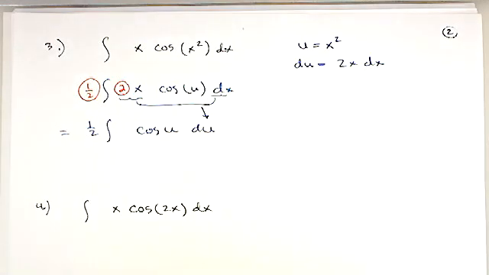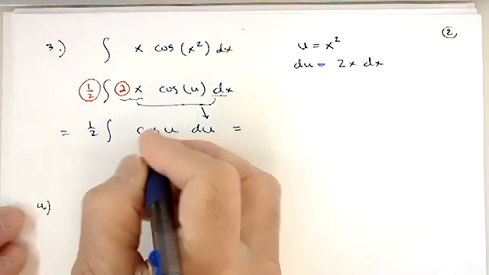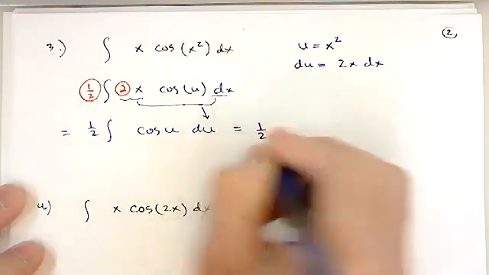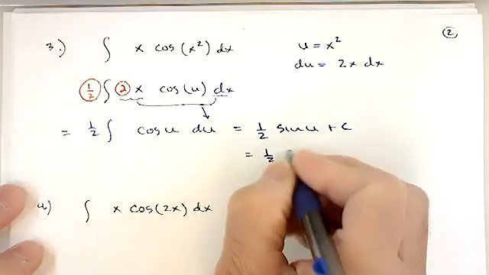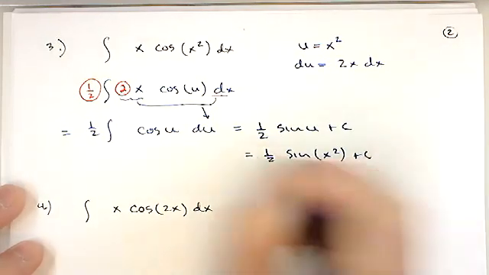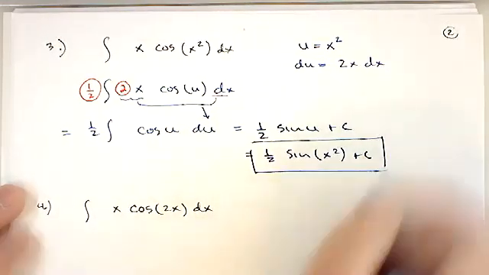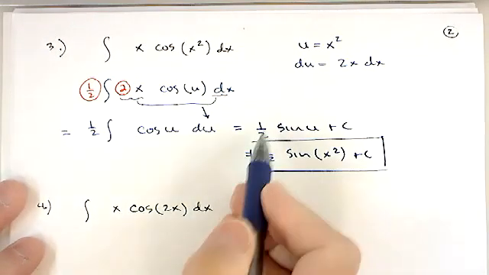And the antiderivative of cosine of u is sine of u. So it would be 1/2 sine, and then I put my x squared back in. Okay. But now, so that worked out pretty nicely, right?